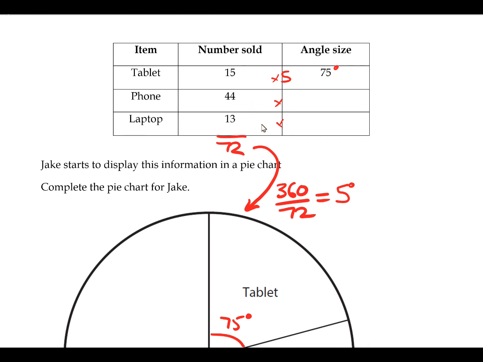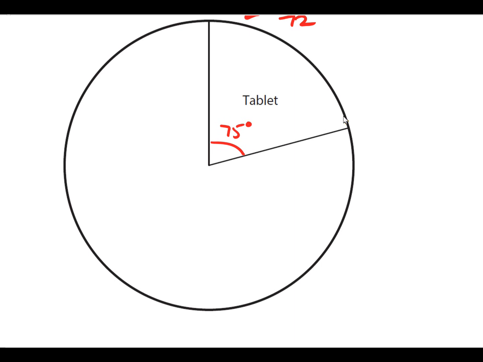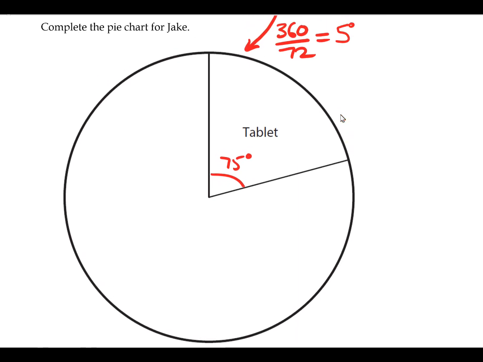Let's do the same for phone and laptop. So 44 times our scale of 5 degrees gives us 220 degrees for the phone. And finally, the 13 times 5 gives us 65 degrees for the laptop. So we can now go to our pie chart and plot the phone and the laptop.